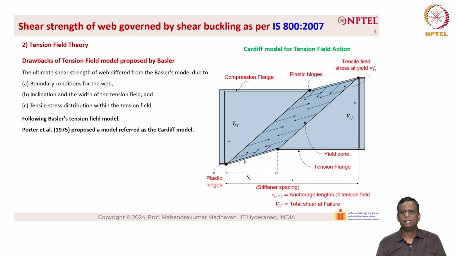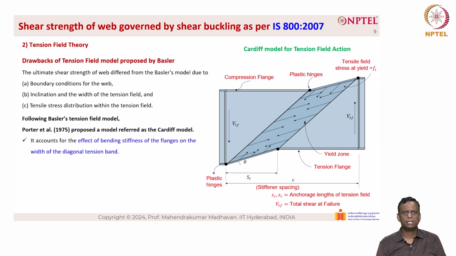So you can see that there is a compression flange, there is a tension flange, there is a formation of plastic hinges that takes place. The stiffener spacing is given as c, the depth of the girder is d, s sub c and s sub t are the anchorage lengths of the tension field, V_TF is the total shear at failure. And we can also see the F sub T, which is the tensile field stress at yield.